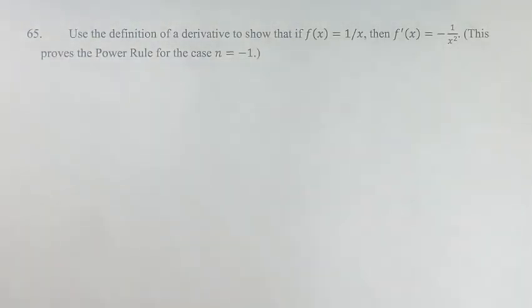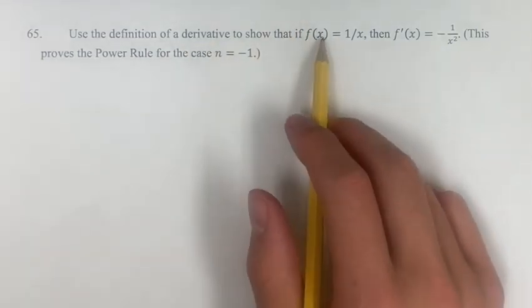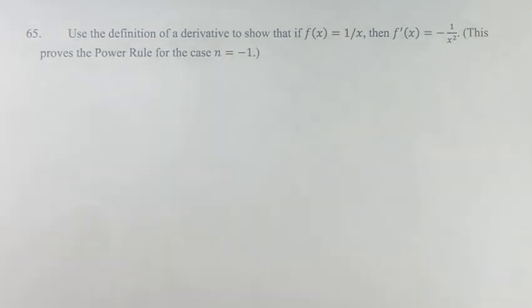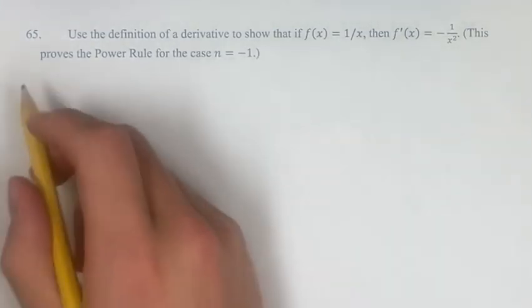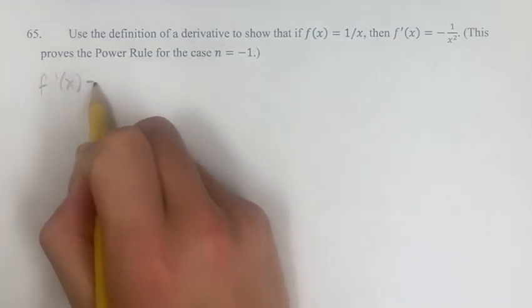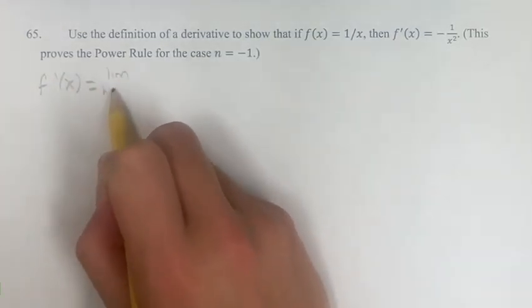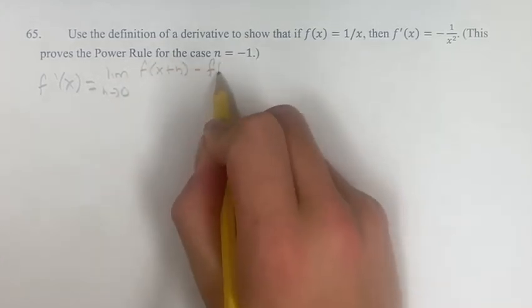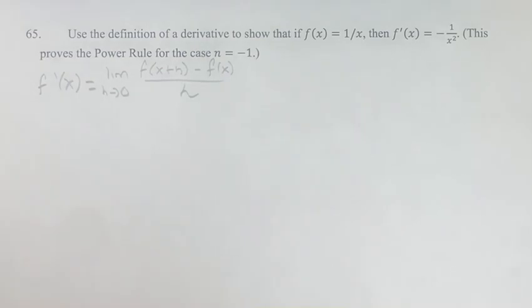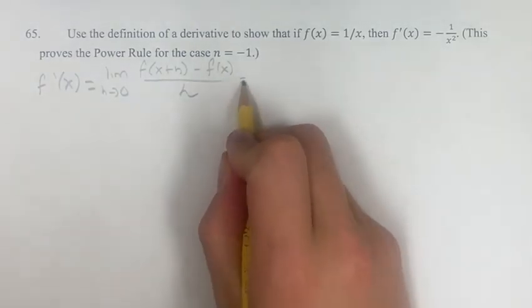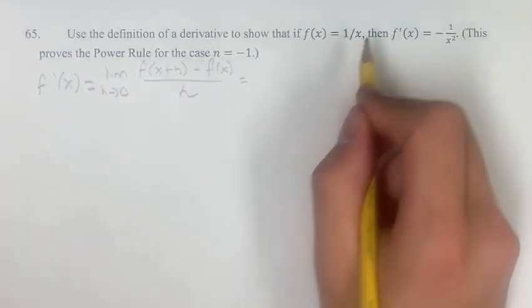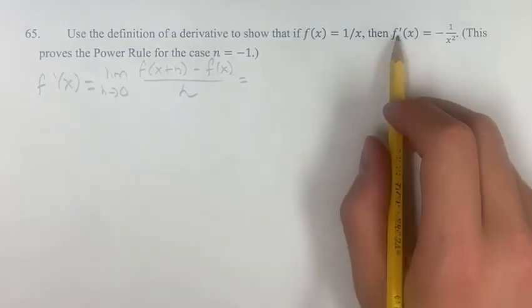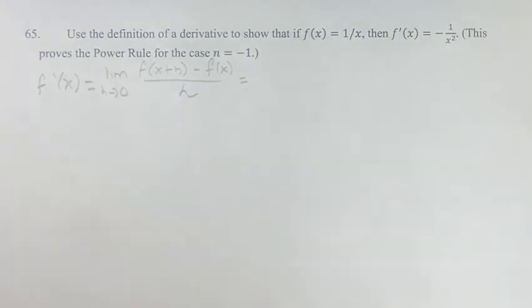In this problem we're asked to find the derivative of f of x, not using the power rules that we've been using so far in this section, but using the definition of a derivative, which we learned in the last chapter. So the derivative, as defined, is the limit as h goes to 0 of f of x plus h minus f of x over h. Okay? So now we can just plug in for 1 over x and we can solve it, and we should get that the derivative is equal to negative 1 over x squared.